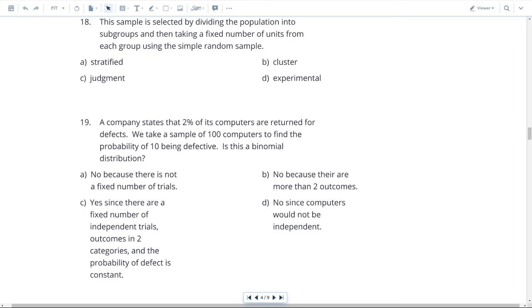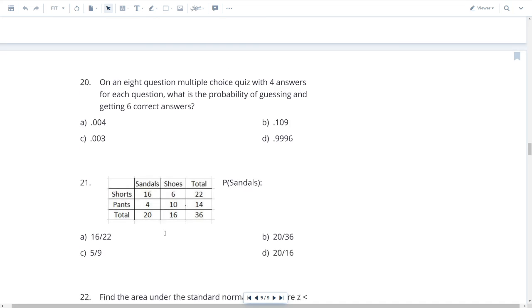So this is definitely a Bernoulli trial, but does it come down to being a binomial? If it were a binomial, we would have a finite number of trials, or the finite possibility of successes and failures. They're taking a sample of 100 computers, so the answer is yes. Since there's a fixed number of independent trials, again, key being independent trials, outcomes come in two categories, and the probability of the defect is constant. Absolutely. Let's flip this down to number 20.